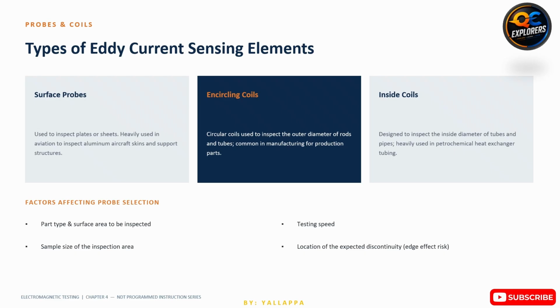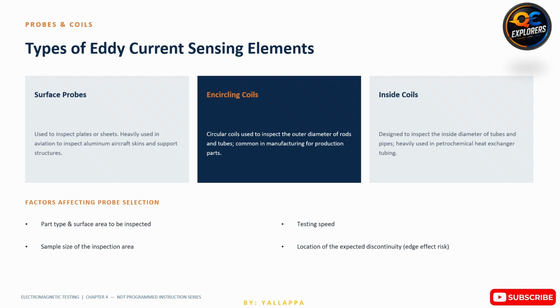The third type is the inside coil, also known as an internal probe. These probes are inserted into the inside diameter of tubes and pipes to inspect internal surfaces. They are extensively used in petrochemical plants, refineries, power stations, and nuclear facilities to examine heat exchanger tubes, condenser tubes, and boiler tubing. Internal probes are highly effective for detecting corrosion, erosion, pitting, and cracking from inside the tube without requiring destructive examination.